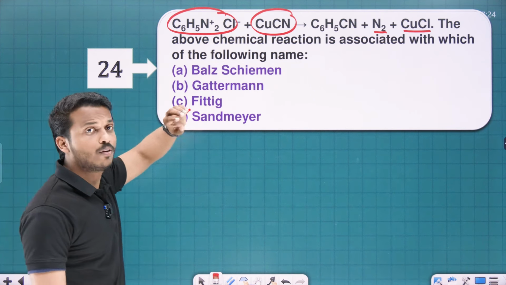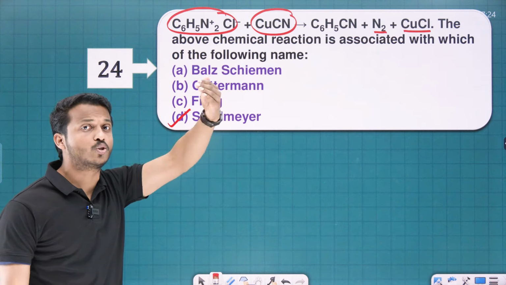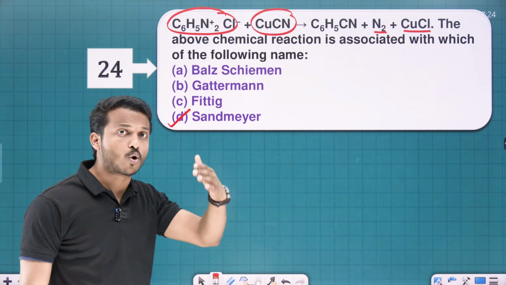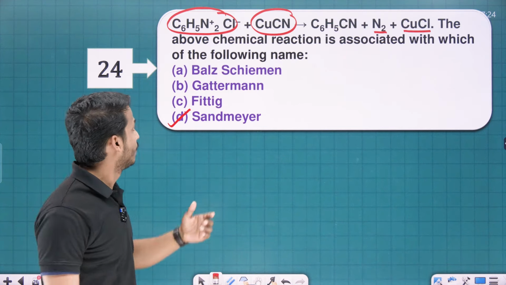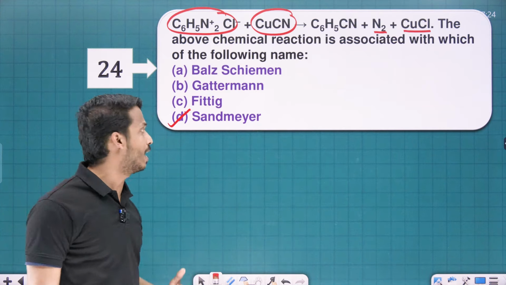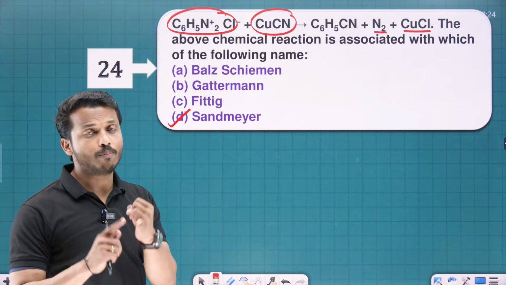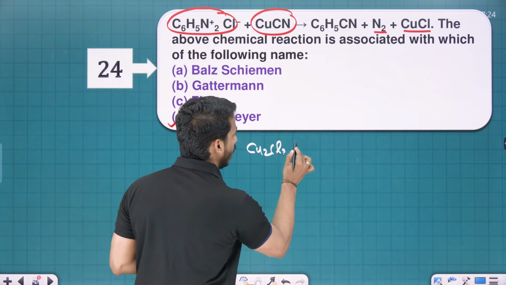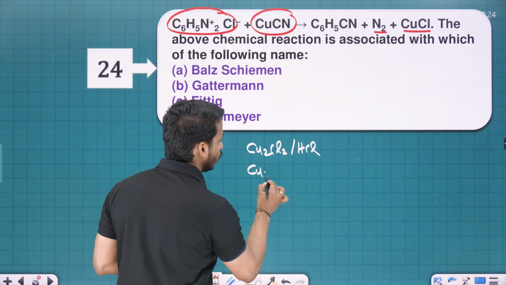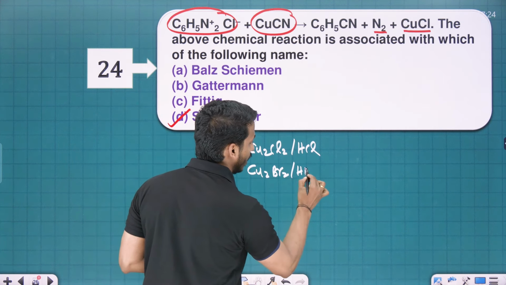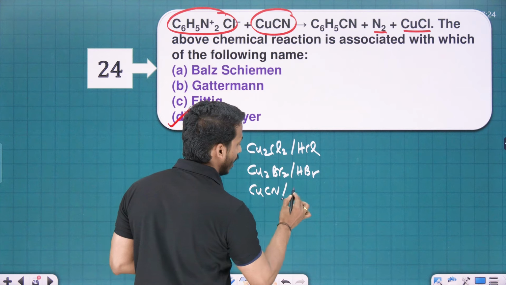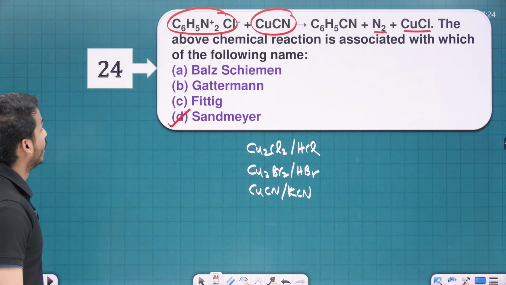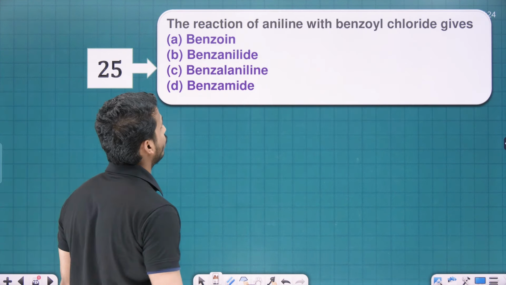Gattermann, sometimes they give you Balz-Schiemann, you studied already to bring which one? Fluorine. Gattermann reaction is also something we can use, but there copper powder is used. Then Fittig reaction is to prepare biphenyls, and Sandmeyer is the one. What are the basic reagents we are using for Sandmeyer? We are using Cu2Cl2 along with which one? HCl. Cu2Br2 along with which one? HBr. And CuCN along with which one? KCN. These all belong to which reaction? Sandmeyer reaction.